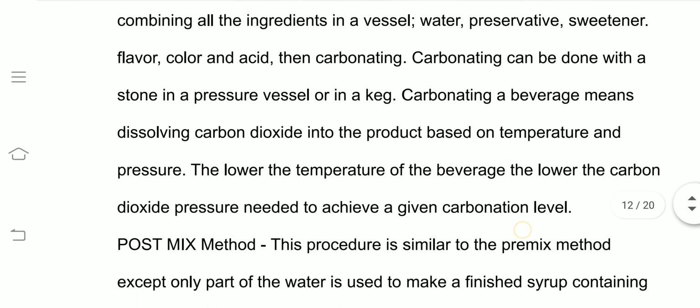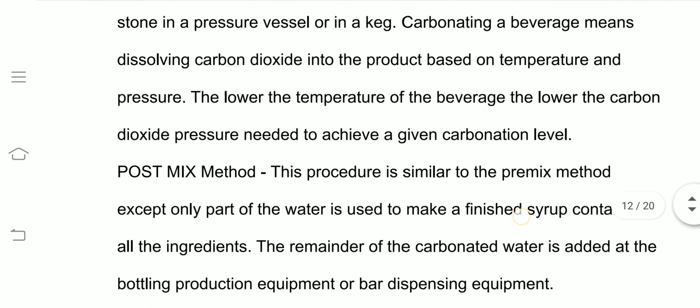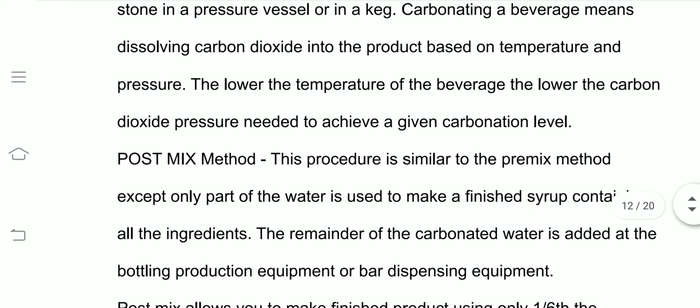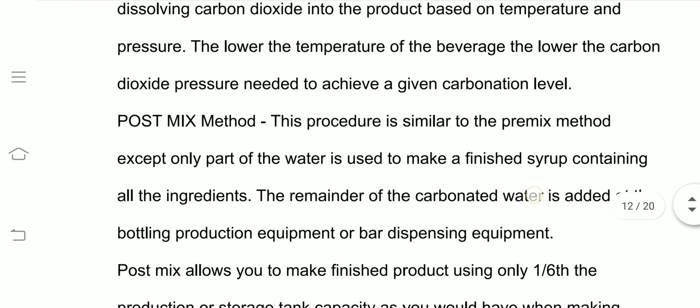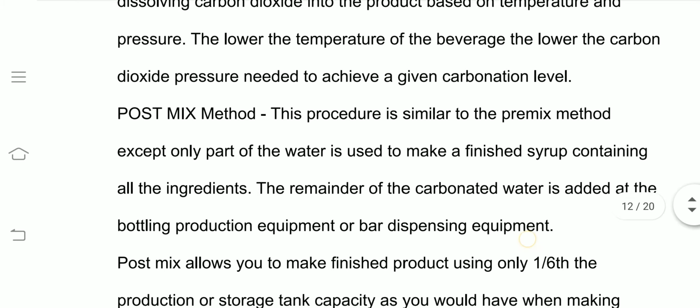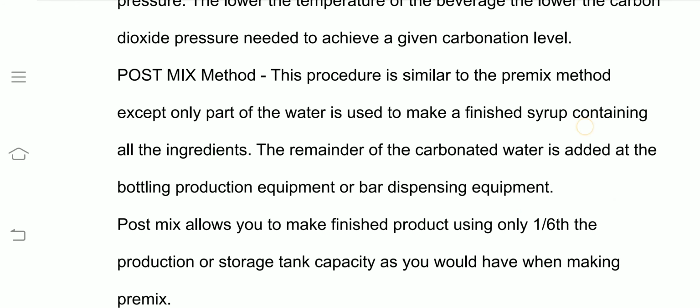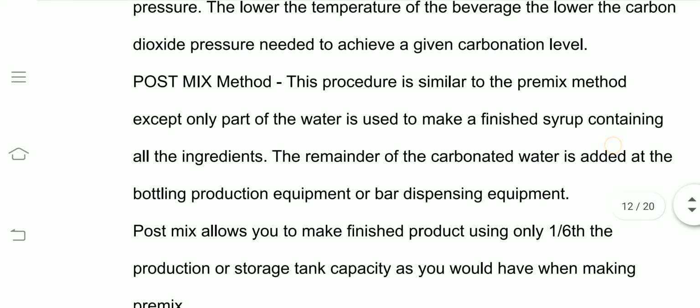Now carbonating a beverage means dissolving carbon dioxide into the product based on temperature and pressure. The lower the temperature of the beverage, the lower the carbon dioxide pressure needed to achieve a given carbonation level.